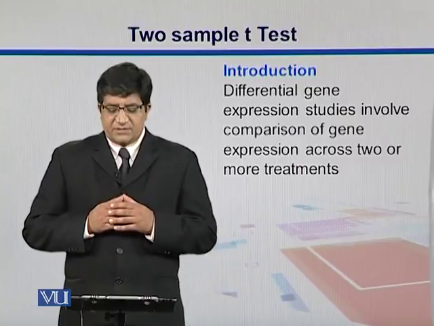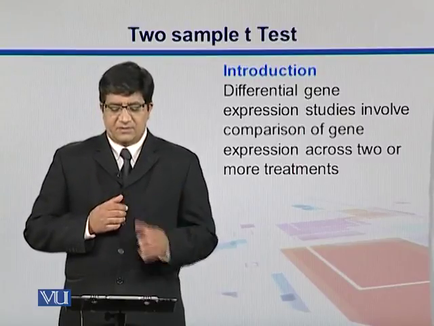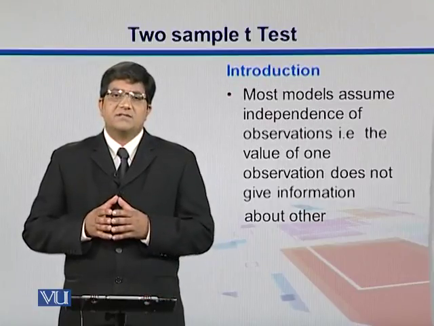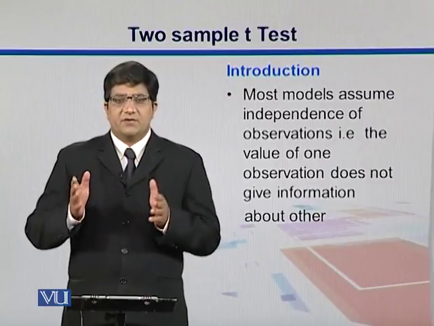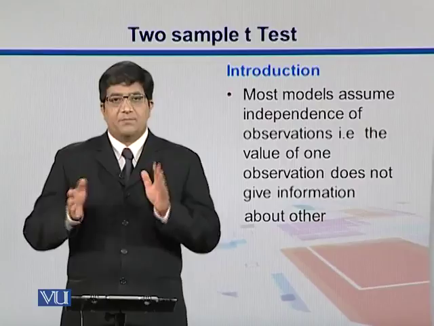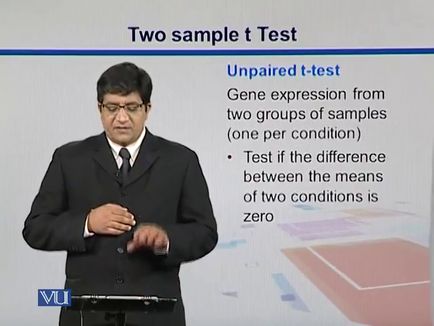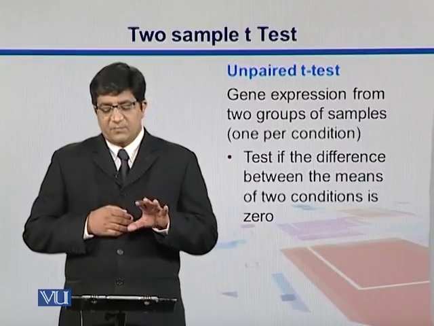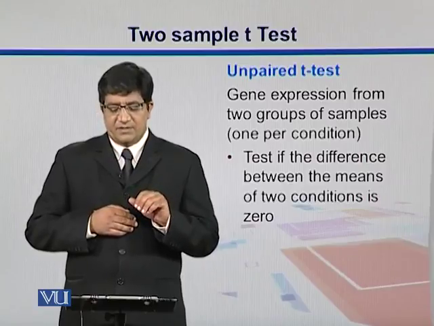These differential gene expression studies involve expression across two or more treatments, and most of these statistical models assume that those observations are independent from one another. So these are two separate distributions. In this way, if you have two separate distributions, we can call it an unpaired t-test, where we have two groups of samples, with one per condition.